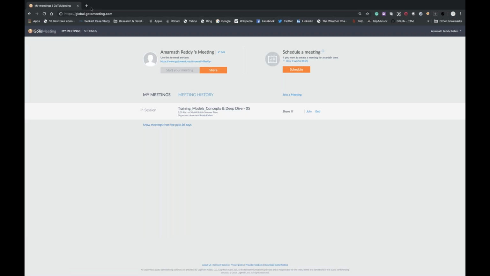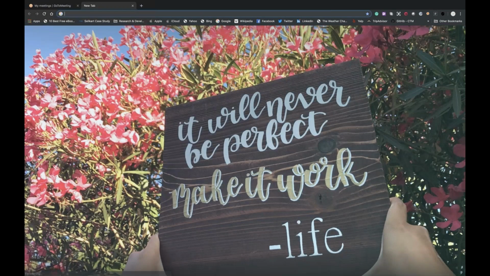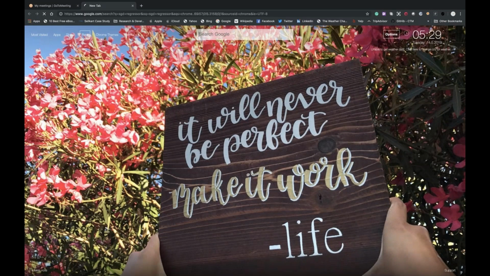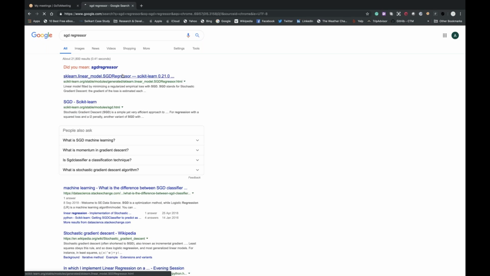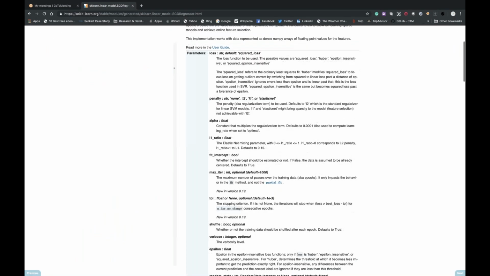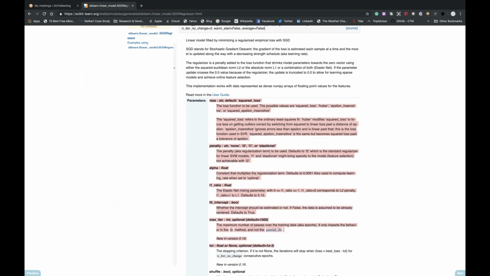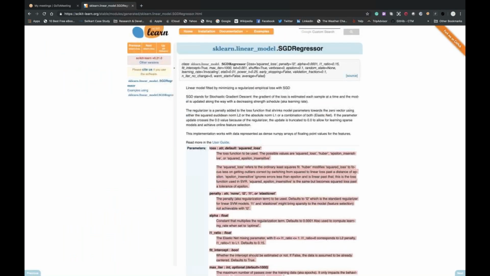You're talking about SGD regressor, right? See, these are all the parameters that give you the results. But all you need to know is that this is a linear model fitted by minimizing the regularized empirical loss with SGD. SGD stands for stochastic gradient descent. The gradient of the loss is estimated each sample at a time, and the model is updated along the way with a decreasing strength schedule, aka learning rate.